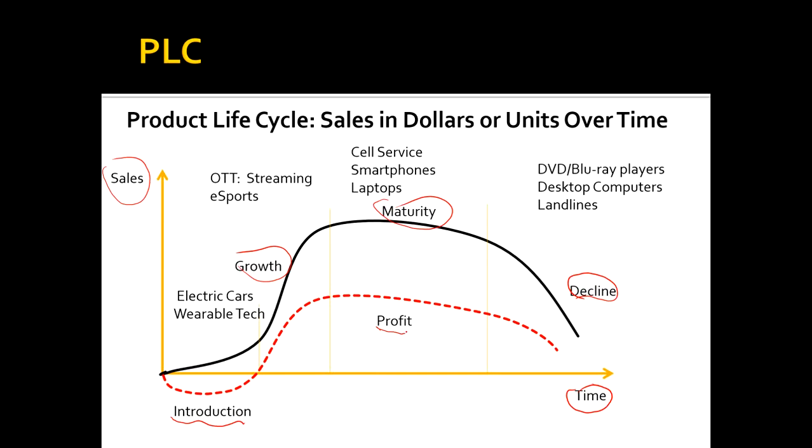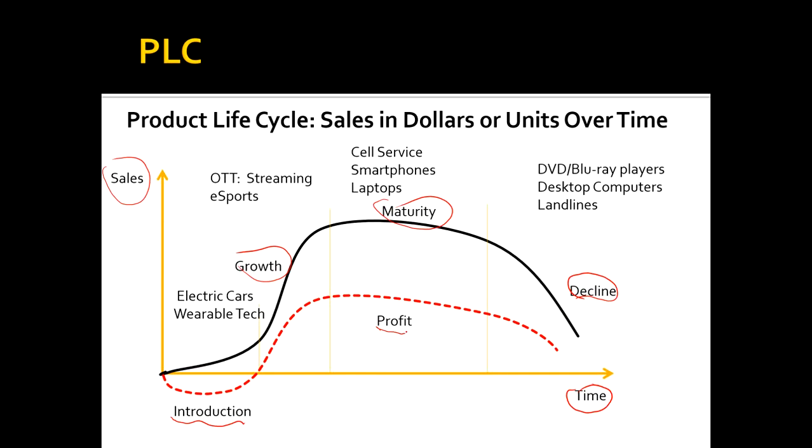When stuff is in maturity, it means that most everybody who's going to get one has one. So sales are only really replacement sales, and the market has reached some type of equilibrium. Then the last stage is decline.